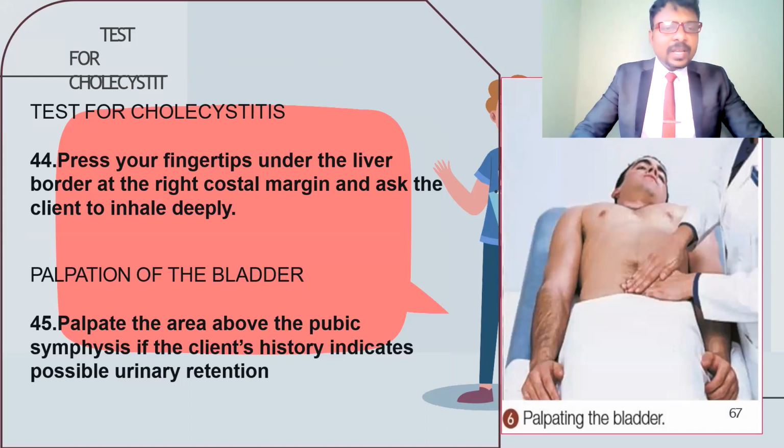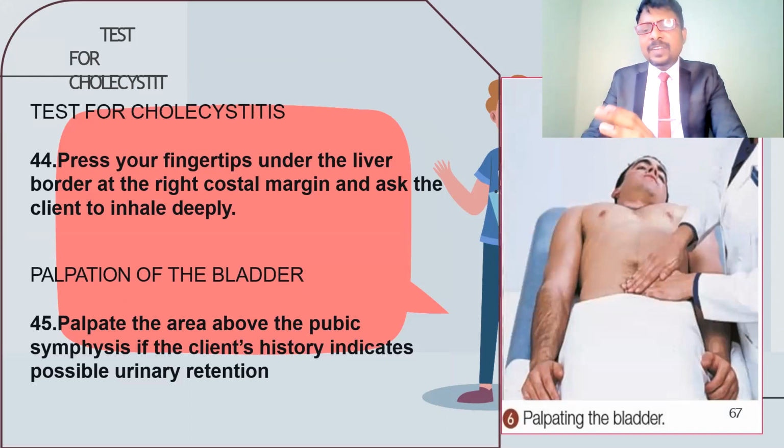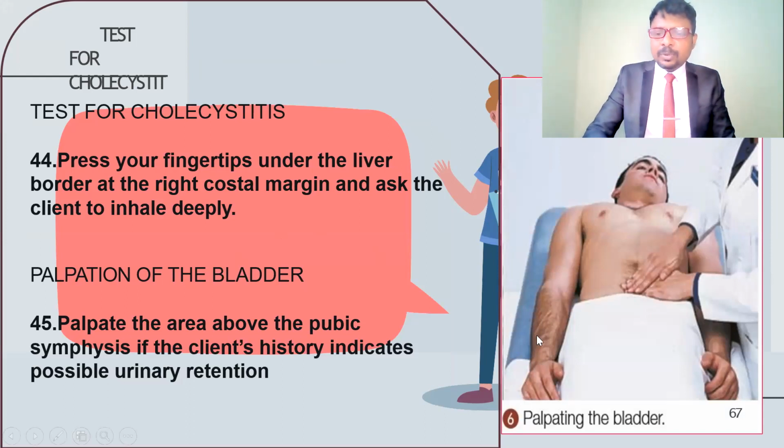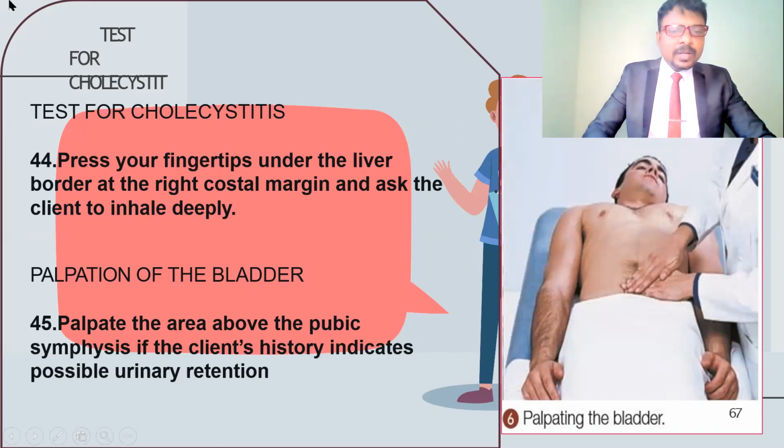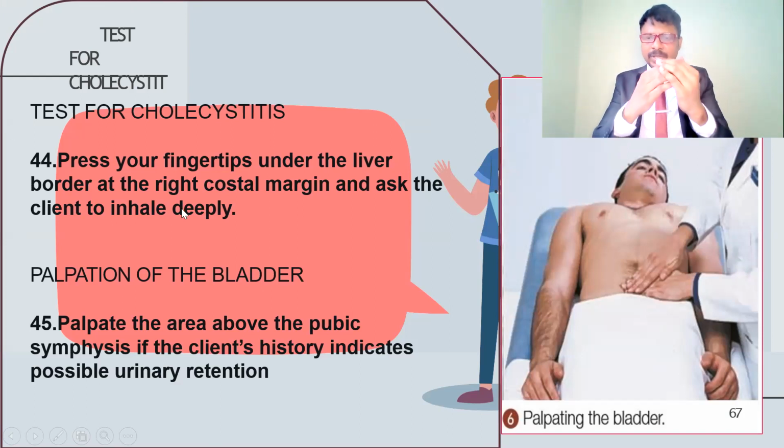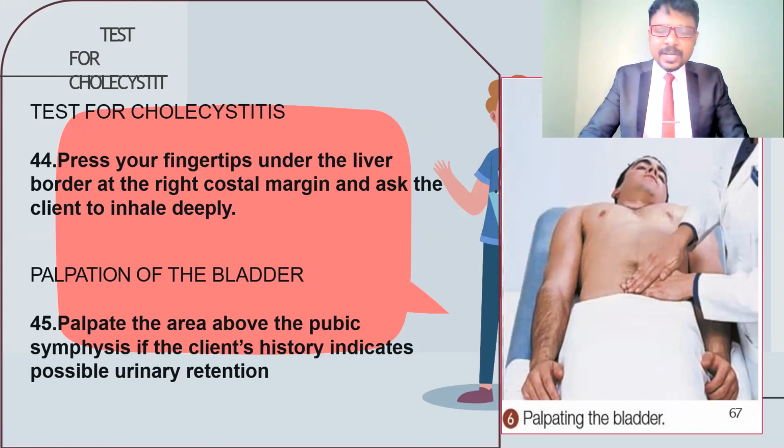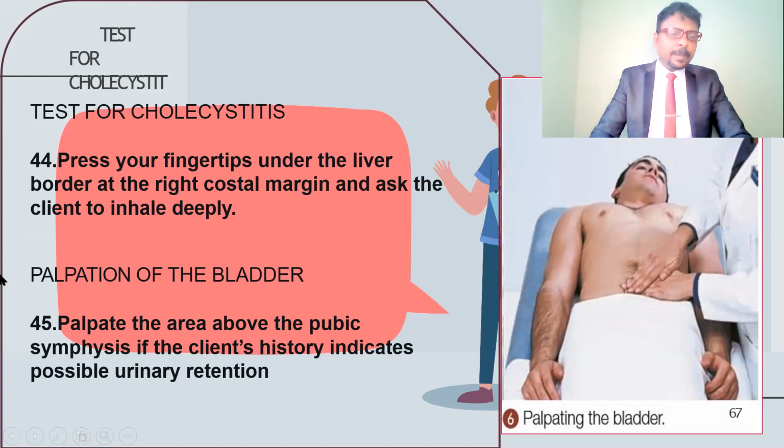Or in case of cholecystitis, which means inflammation of the gallbladder, we ask the patient to lie in the supine position. The patient should be relaxed, and we place both hands and give pressure under the liver border, at the right costal margin. Ask the patient to inhale deeply. If you give pressure below the liver while the patient inhales, they are going to get severe pain. That also tests for cholecystitis.